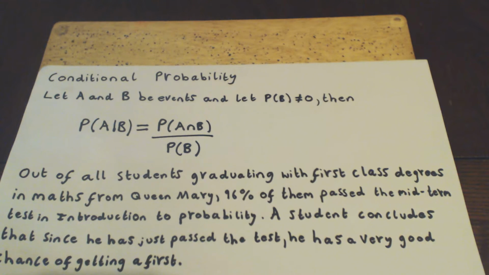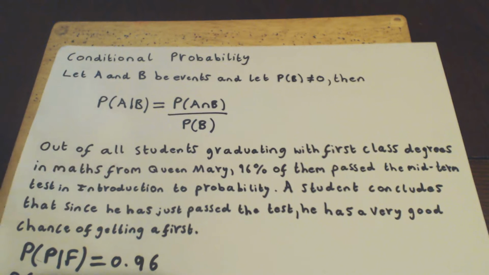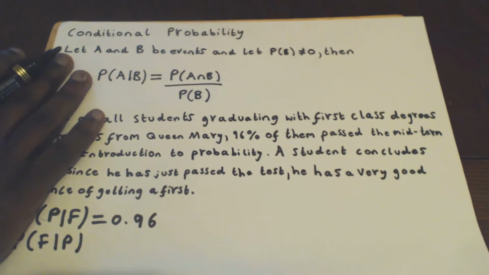It's saying that, of the students who graduate with first class degrees in maths from Queen Mary, 96% of them passed the midterm test. So what they're saying is the probability of passing the test, given that you got a first, which is what the first sentence says, was 0.96. But what the student has said is that the probability of getting a first, given that you pass a test, is 0.96, which isn't the case.